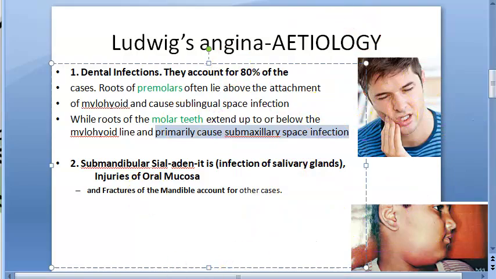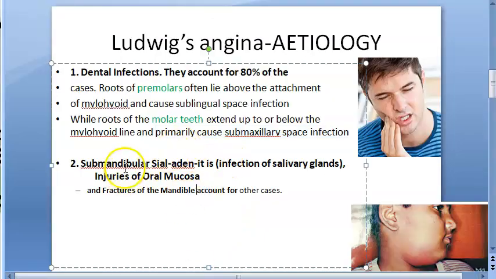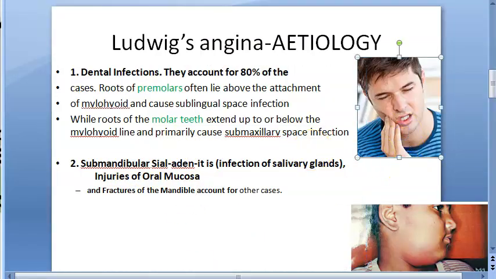Okay. What are we looking at? We are looking at infection of the submandibular space. In that, who can infect the top part? The premolars. Who can infect the bottom part? Molars. Very good. Next time I will not ignore my tooth pain.